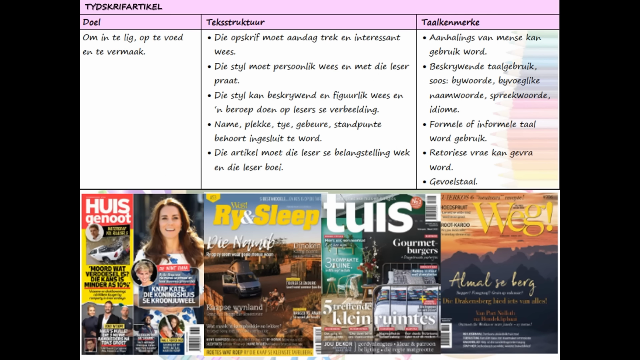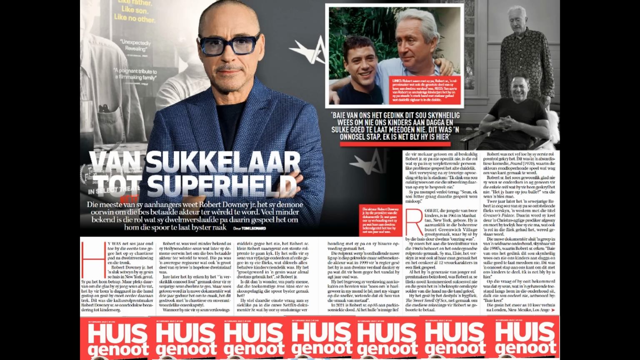Your magazine article is very similar to your newspaper article, except you do not have to be so factual. It can be a little bit more storytelling. So, for example, this is Robert Downey Jr. in Huisgenoot. It is his life story. There's a little bit of detail in the form of his direct speech. There are facts in here, but it's a bit more story, more biography.